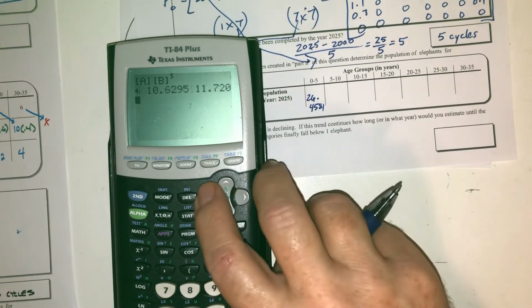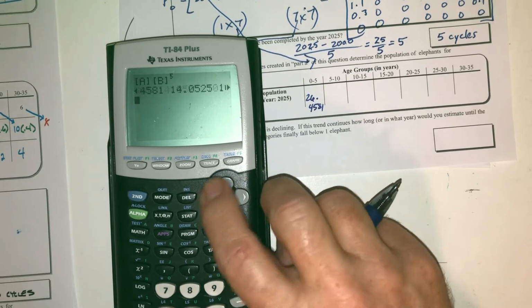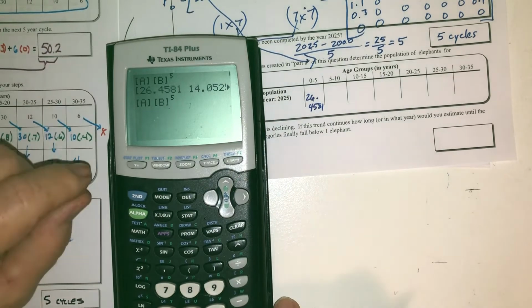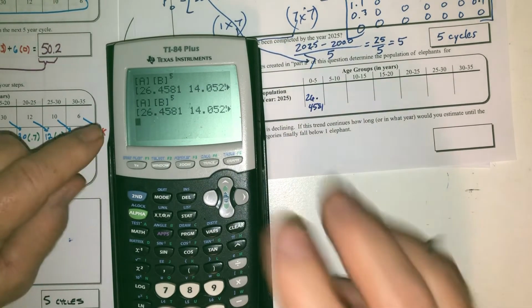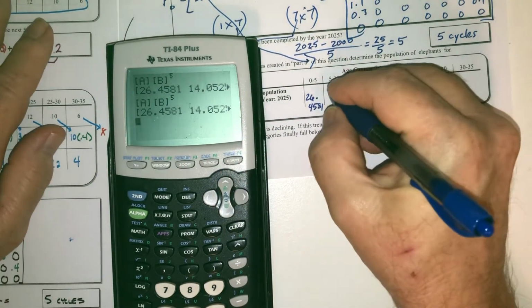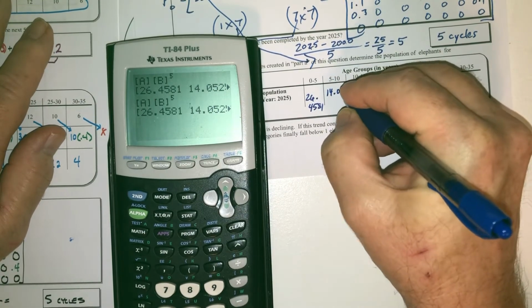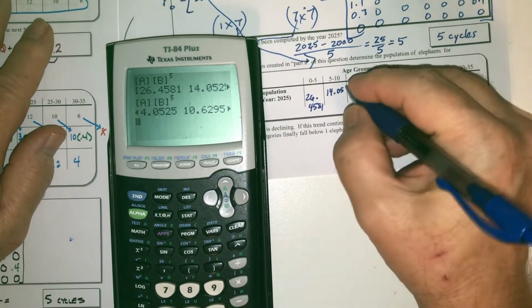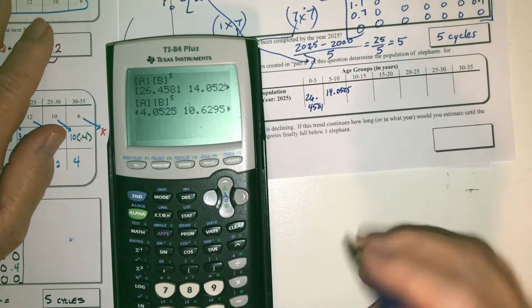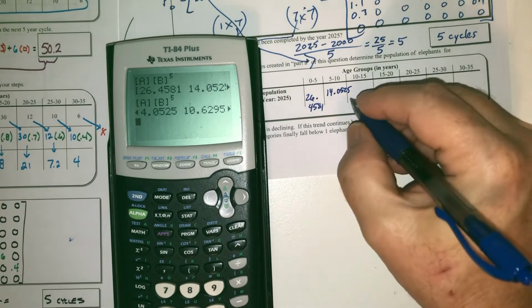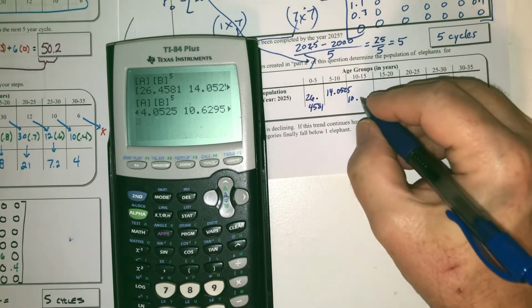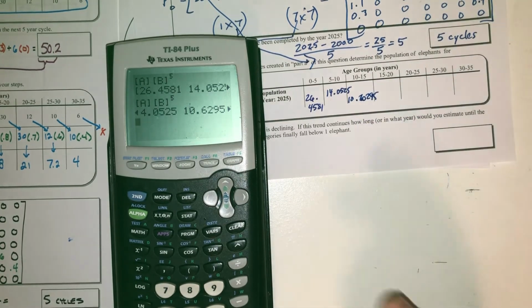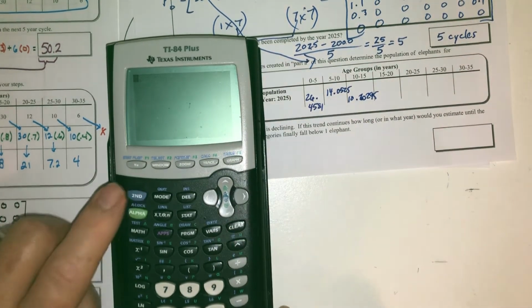That second entry went too fast here. Let's call that back up. The second one was 14.0525. The next one was 10.6295.